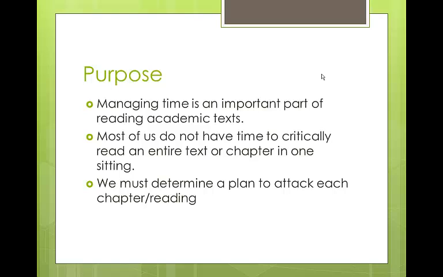information in a limited amount of time, because once again, if you're taking 3-4 classes per semester, then you're going to be reading maybe 200 or 300 pages a week, and this is going to be an ongoing task where you have to set aside time to read critically, because a lot of the information you're going to be tested on is going to come right from the textbook. So then you have to determine a plan to attack each chapter or reading. And we'll go over the way we're going to do this over the next few slides.